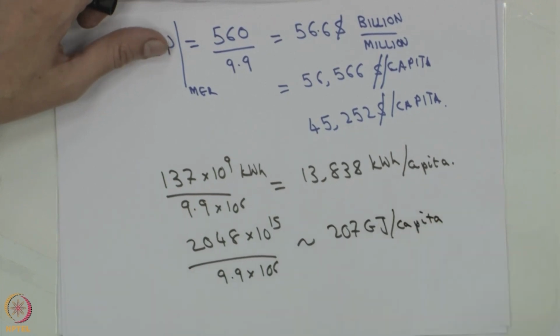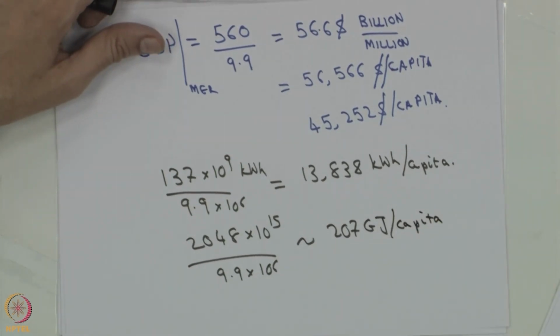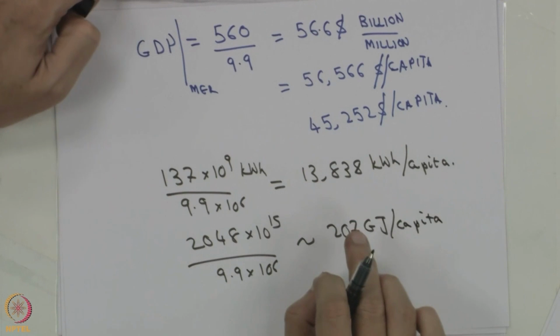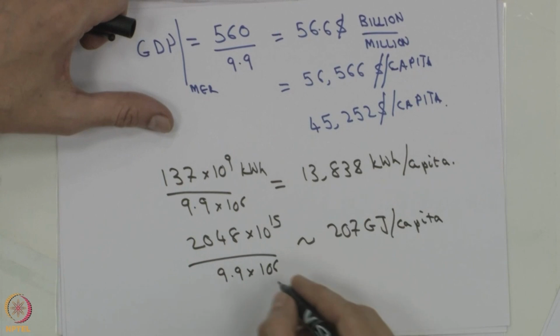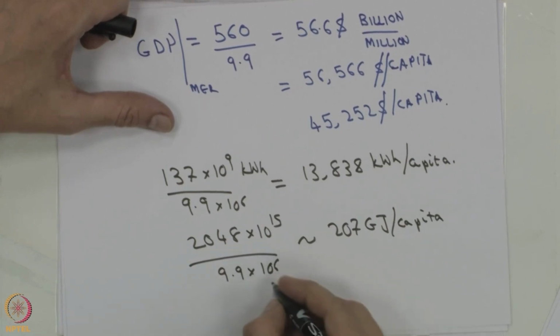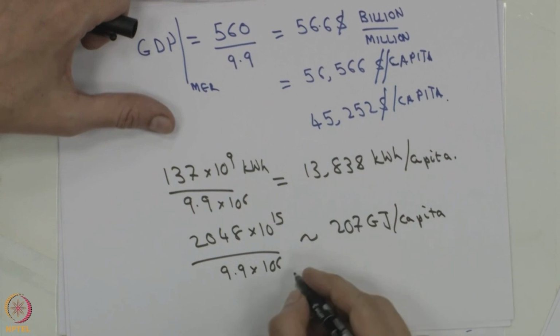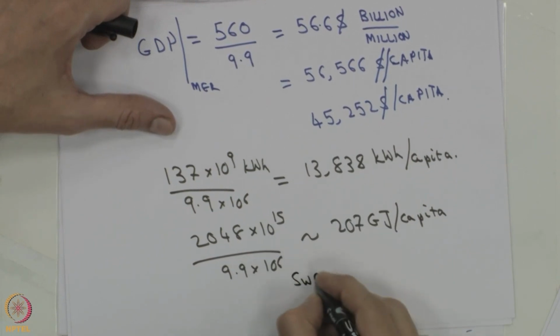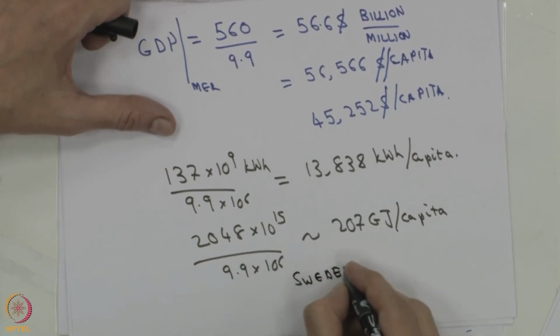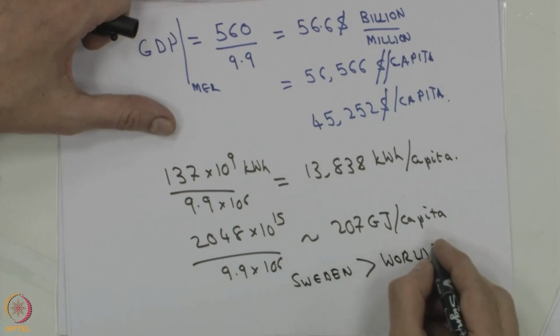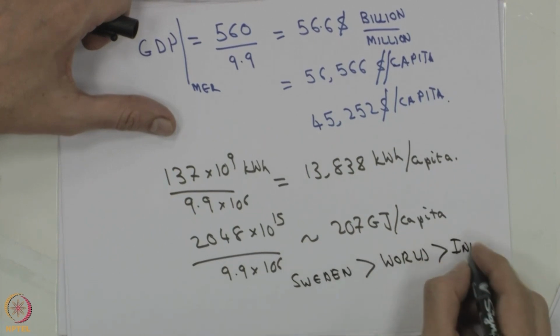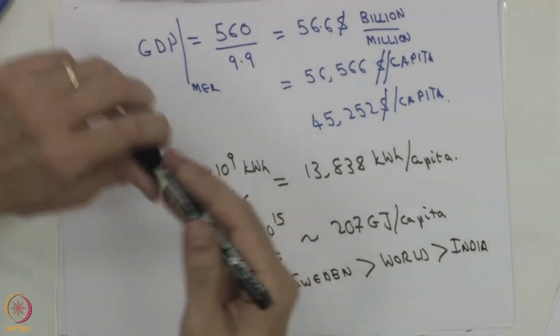Now we can compare it with the primary energy per capita for India and the world, and you can see that the primary energy supply per capita for Sweden is greater than that of the world average and greater than that of India, which is as we expected, but we have been able to quantify.